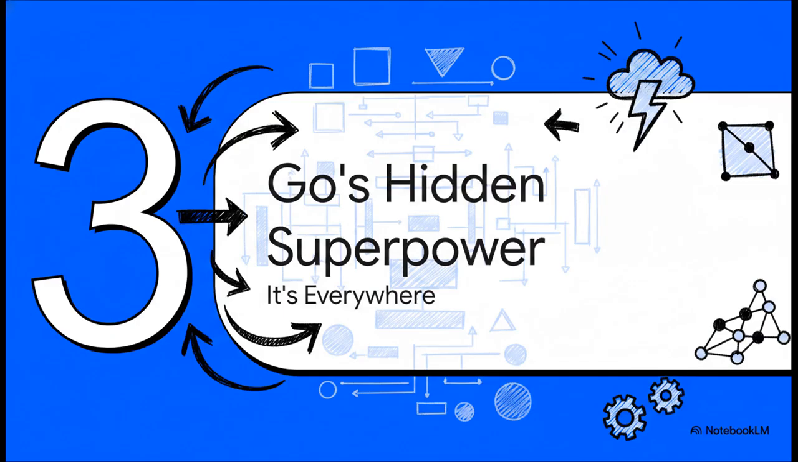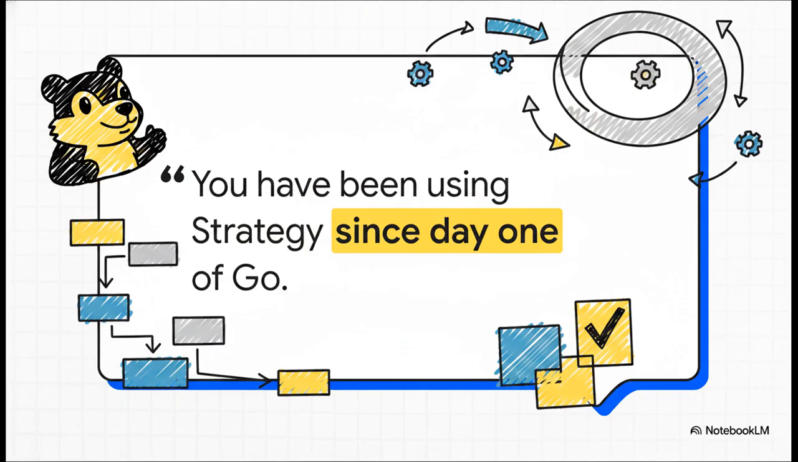But what if I told you it's not academic at all? What if I told you it's actually one of Go's hidden superpowers, and it's foundational to the entire language? Yeah, that's right. The truth is, if you've written any Go at all, even just a hello world, you have already used the strategy pattern. You've probably used it thousands of times, and you didn't even know it.